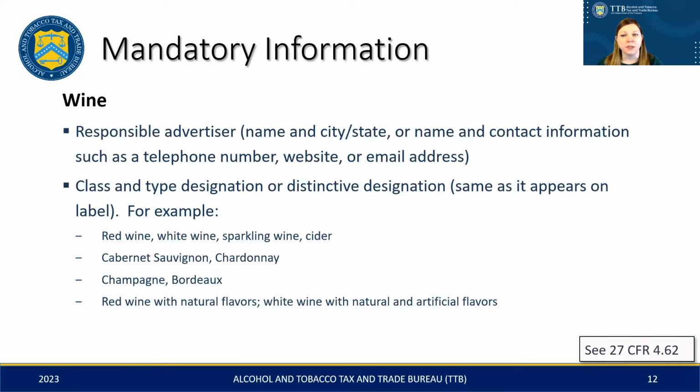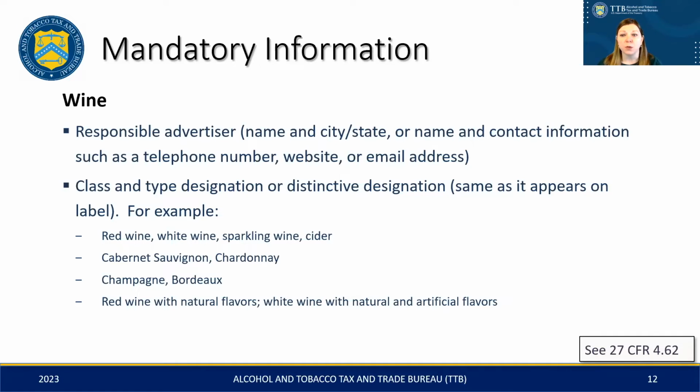Wine advertisements must include the name of the permittee responsible for the advertisement. This can be a trade name as long as the trade name is added to your permit. The address of the advertiser or some other type of contact information, such as the telephone number, website, or email address. The class and type designation or distinctive designation. This must be as it appears on the label approved by TTB.